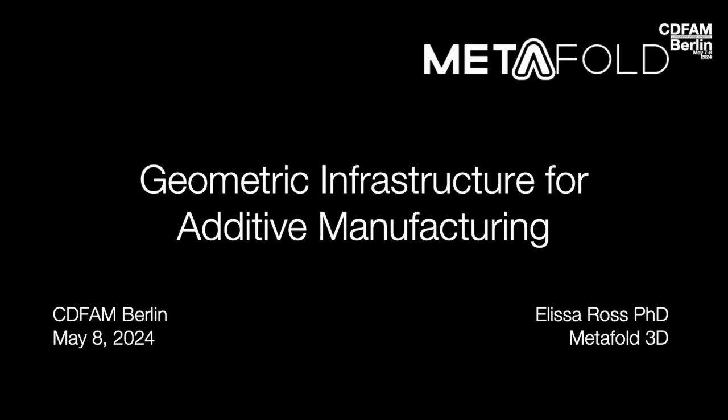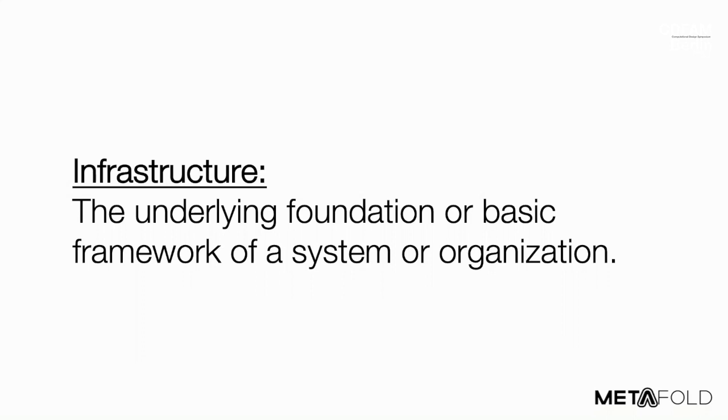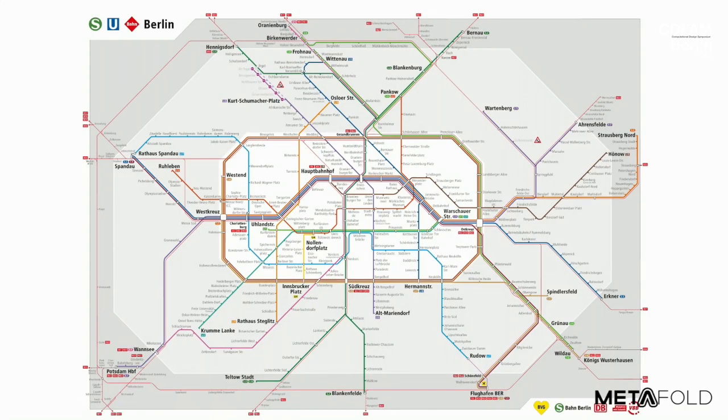But first, as a mathematician, I am going to start with a definition. And this is just infrastructure. Infrastructure we can define as the underlying foundation or basic framework of a system or organization. And to look at an example, I hope this isn't too controversial for the resident Berliners here, but I think there's probably no better place to talk about infrastructure than here in Germany. And I'm going to use the Berlin transit system as an example of good infrastructure.